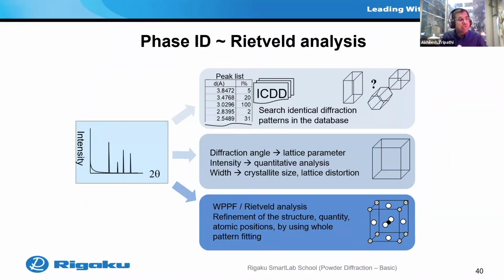So once you actually collect the data, if I could broadly divide it into three parts, you can identify the material using a database. These databases are, like I said, pretty exhaustive. I listed here ICDD, International Center for Diffraction Data, an independent body that sells these databases containing almost the full list of all the materials, with their diffraction patterns that can be matched. The diffraction angle, intensity, and width are indicative respectively of lattice parameter, quantitative analysis, and crystallite size and lattice distortion.